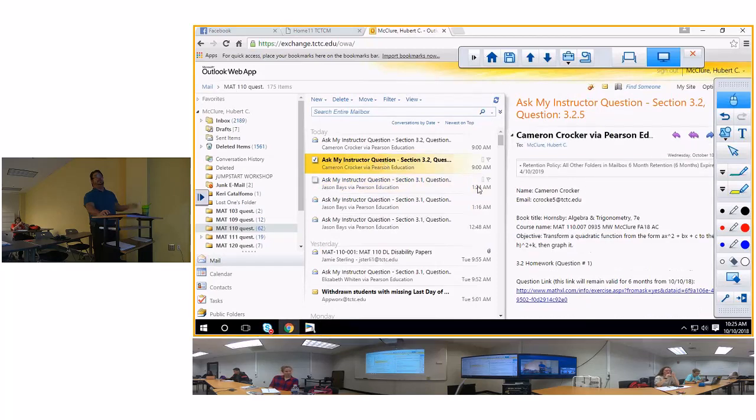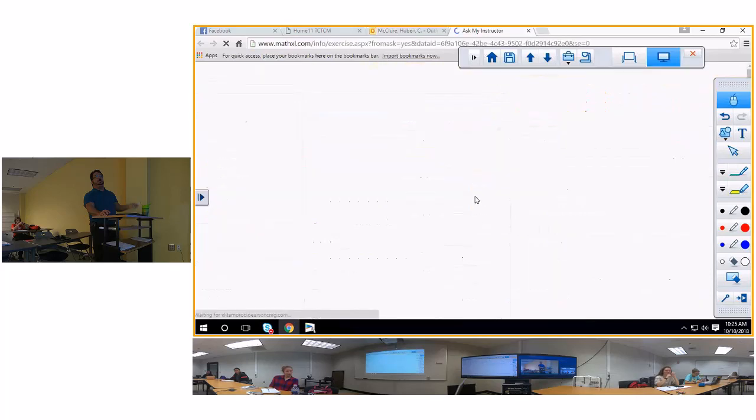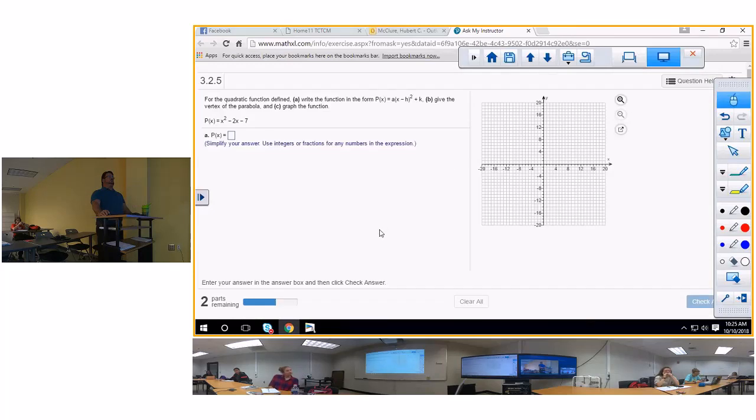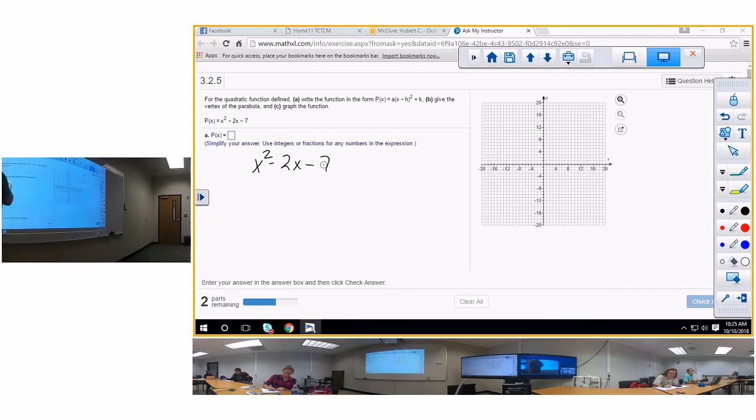All right, here's one. 3.2, number 5. Test question. Why is it a test question? Because it's complete the square. Anything complete the square is a test question. And it's one that counts. So x squared minus 2x minus 7 is equal to 0. So take off. Now, on a scale of 1 to 10, this is a 1 or a 2. So everybody in this class should be able to do this one.